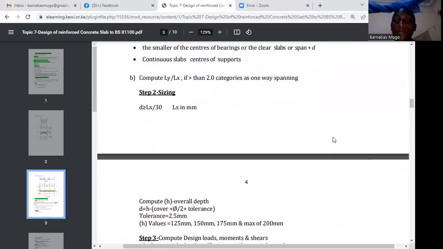The second step in the design is whereby we are supposed to size our span or our slab. In this case, we should know that the value of D, which is the effective depth, is going to be given by Lx, the shorter effective span, divided by 30. By doing so, you will be able to obtain that D should be greater or equal to Lx over 30.